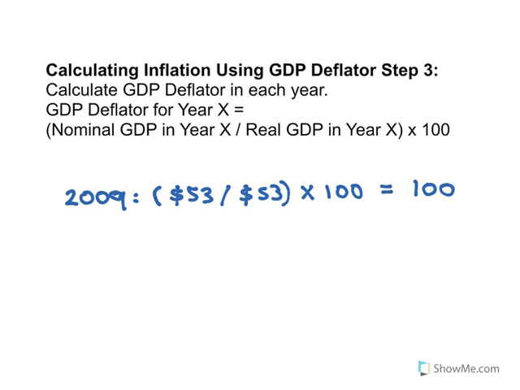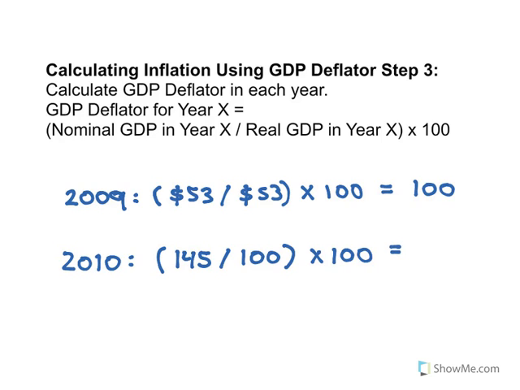And so what you notice here with price levels is they're only useful when you're comparing them to another price level, right? Because a price level of 100 doesn't really mean anything unless we're comparing the change of it to another year. And so let's do that with 2010. For 2010, we actually have to do some math here. The nominal GDP in 2010 was $145. We divide that by the real GDP in 2010, which was $100. Multiply the result by 100, and we get a GDP deflator of 145.